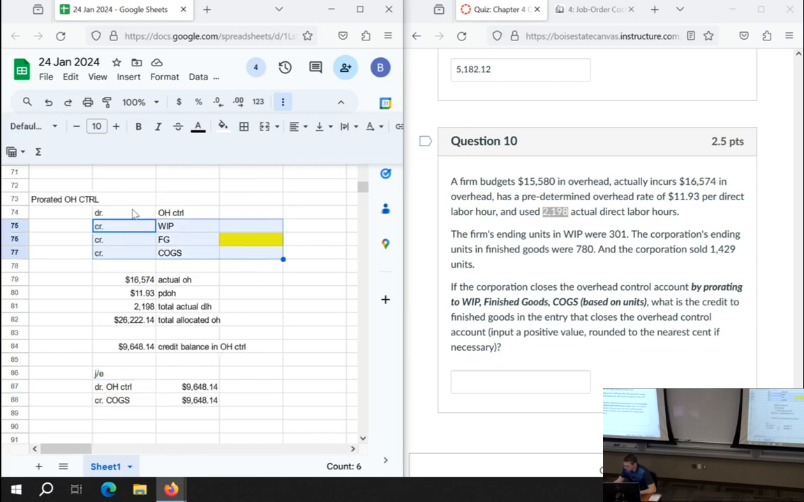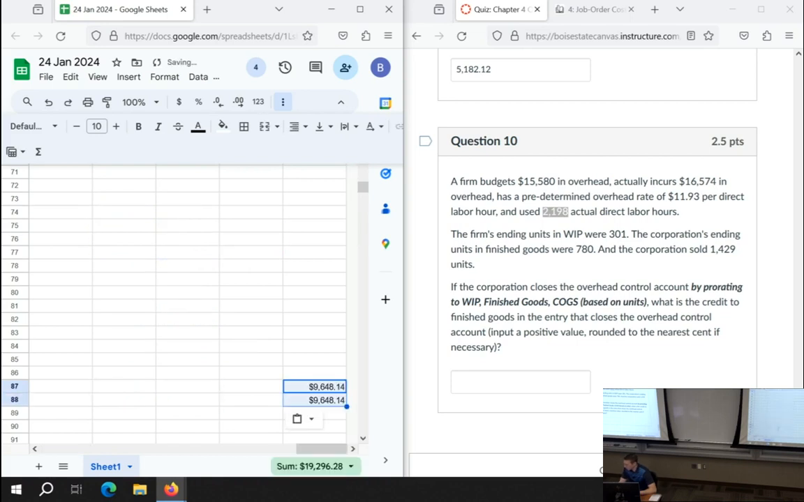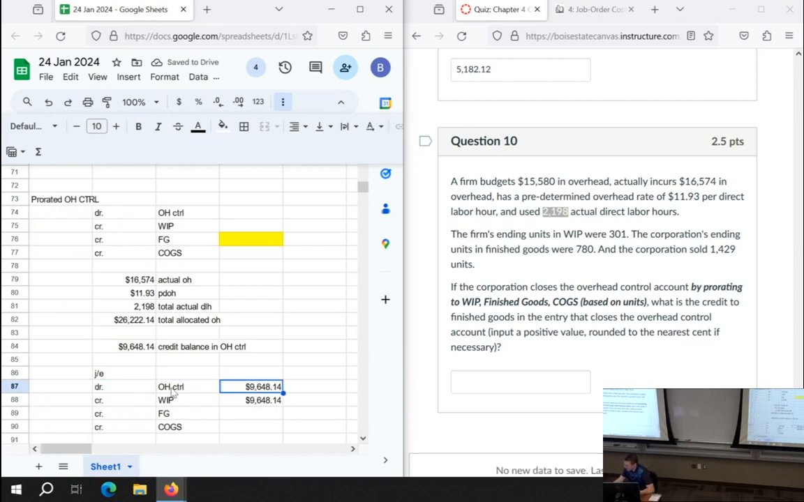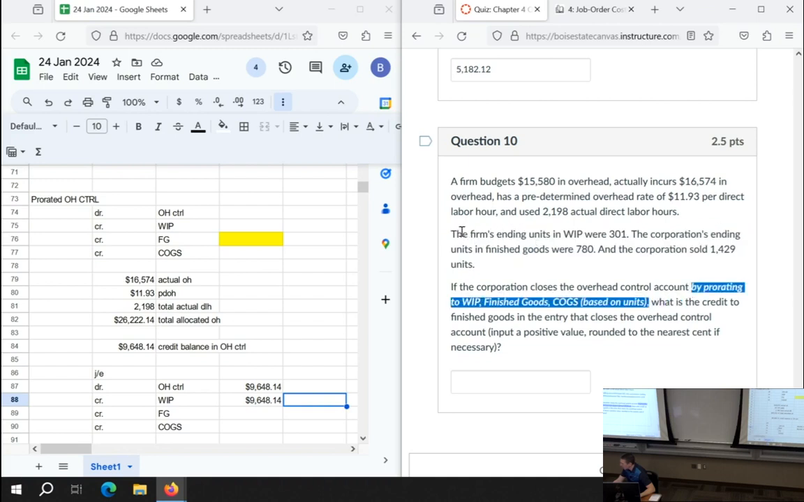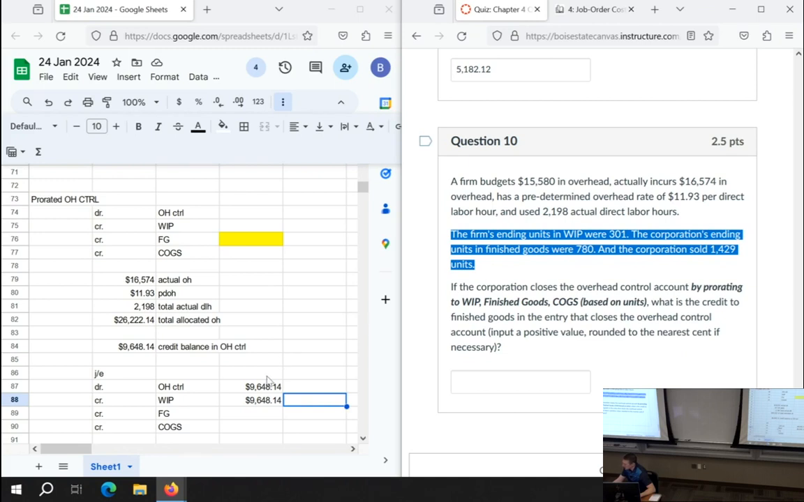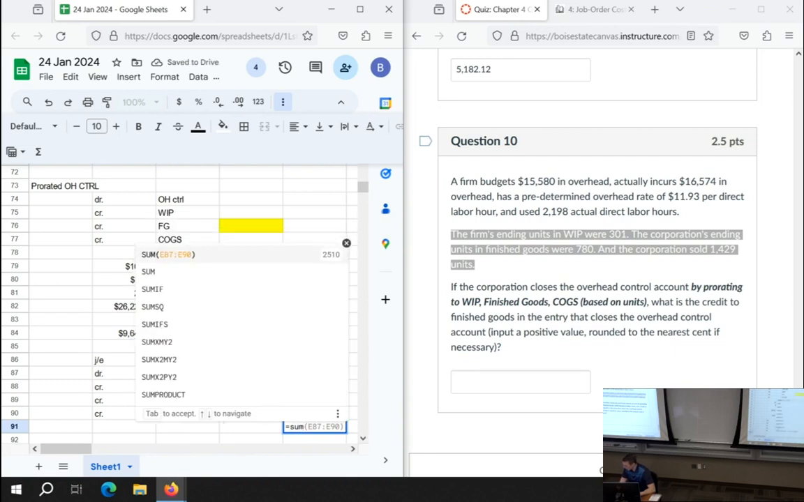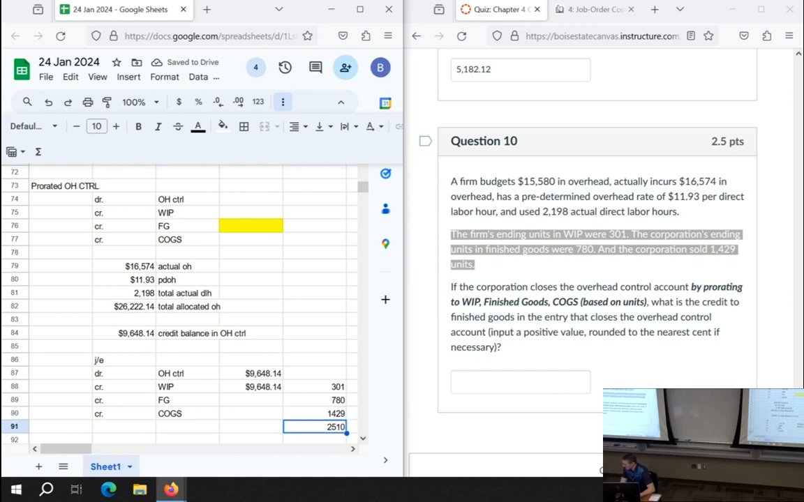And I'm going to grab this. Okay, so we need to debit this amount to overhead control to zero it out to close the account as part of the accounting process, accounting cycle. We're going to be debiting not everything to one account. Instead, we have this extra paragraph here. So if I ask this question right here, I have to give you information by which you can prorate the amount. This 9648 is going to be prorated between these three. It's spread out between these three based on this basis of, looks like we have 301 units that pertain to WIP, 780 units that pertain to finished goods, and 1429 units that pertain to cost of goods sold. For a total of 2510 units.